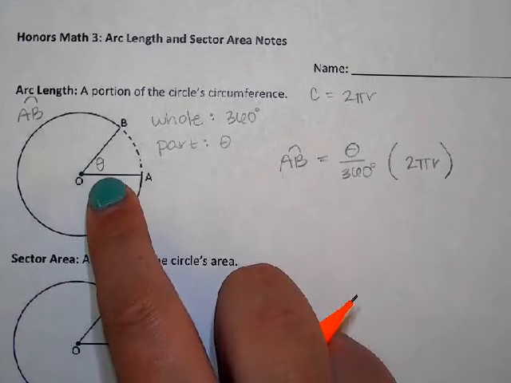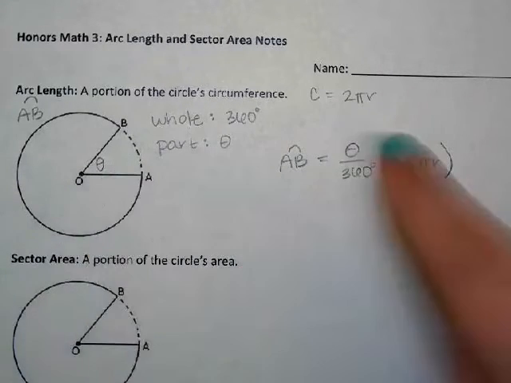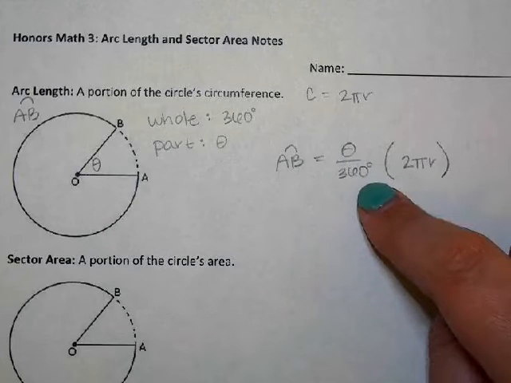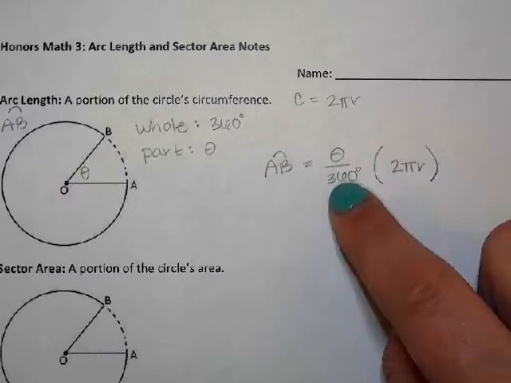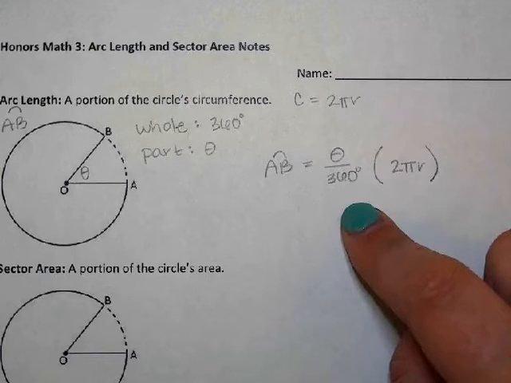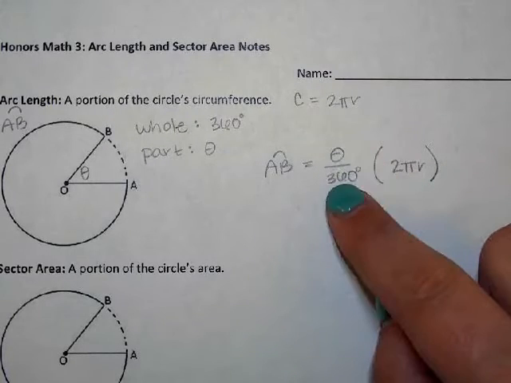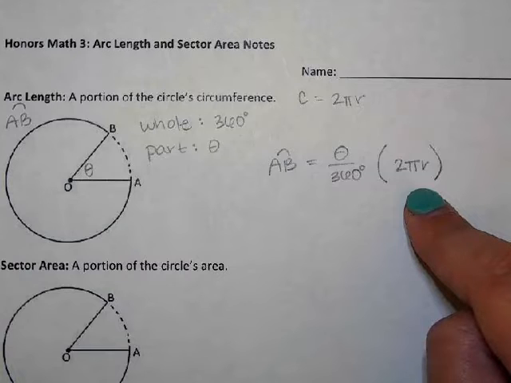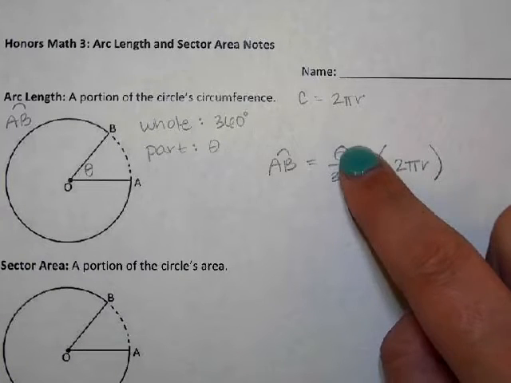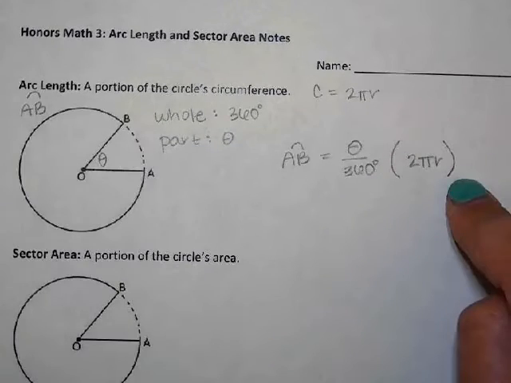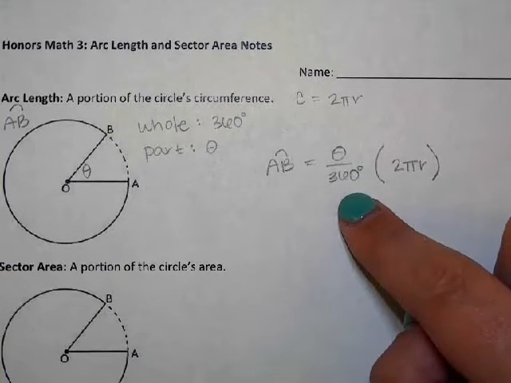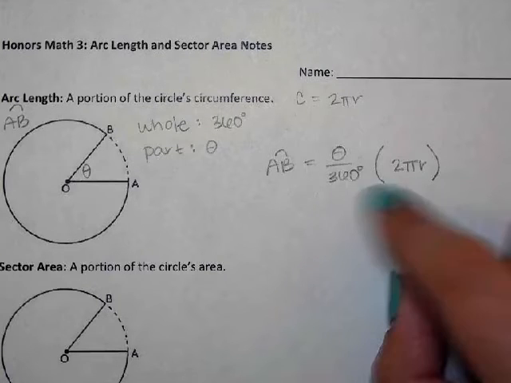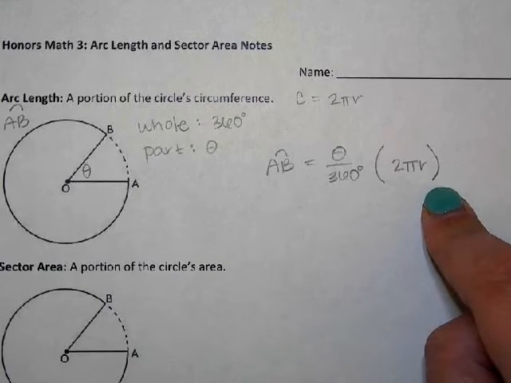So if it was 45 degrees, then you would say 45 degrees out of 360 degrees, that portion of the circle out of the whole thing. Or if it was 90 degrees, 90 out of 360 is 1/4. So I'd be taking 1/4 of the entire circumference. Does that make sense? Or if it was 180 degrees, I'd be taking 180 out of 360, half of the entire circumference. So you're just taking a portion of the entire circumference. That's how the formula works, okay?